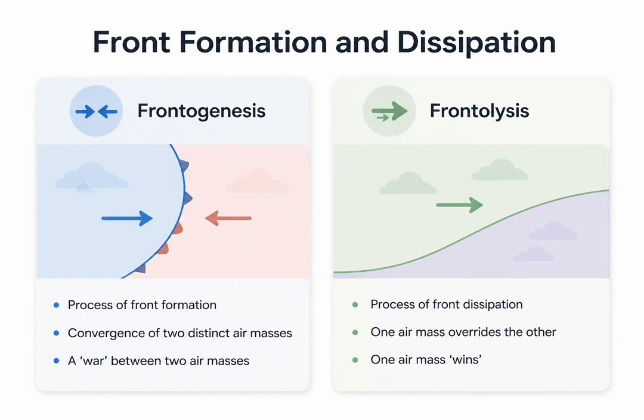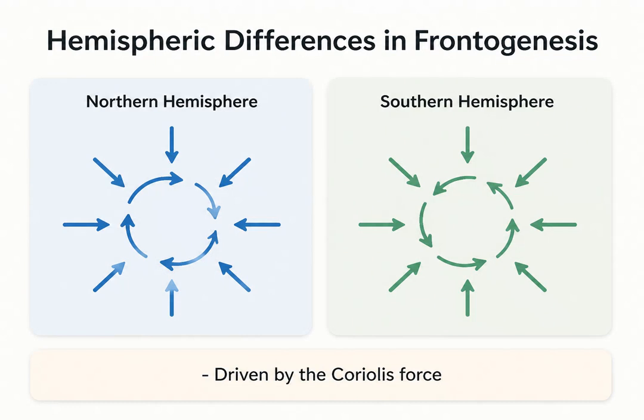The life cycle of a front involves two main processes. The formation of a front is known as frontogenesis. You can think of this as a war between two distinct air masses converging on one another. This process may eventually give rise to temperate cyclones. On the other hand, the dissipation of a front is known as frontolysis. This occurs when one air mass effectively wins the battle by overriding the other, causing the frontal boundary to break down.